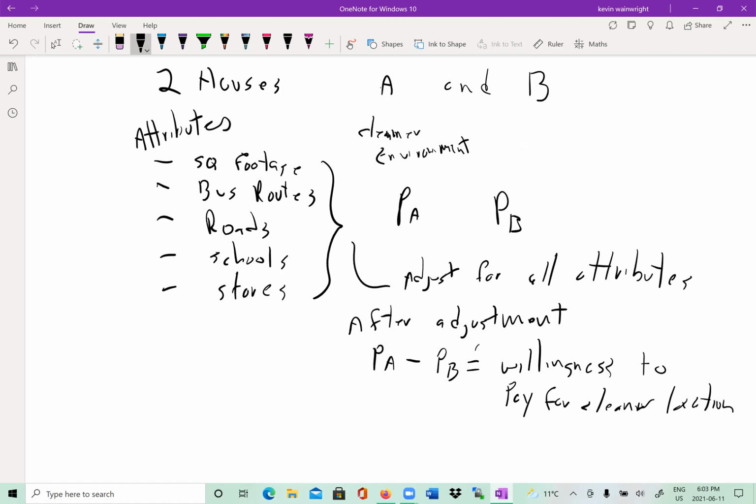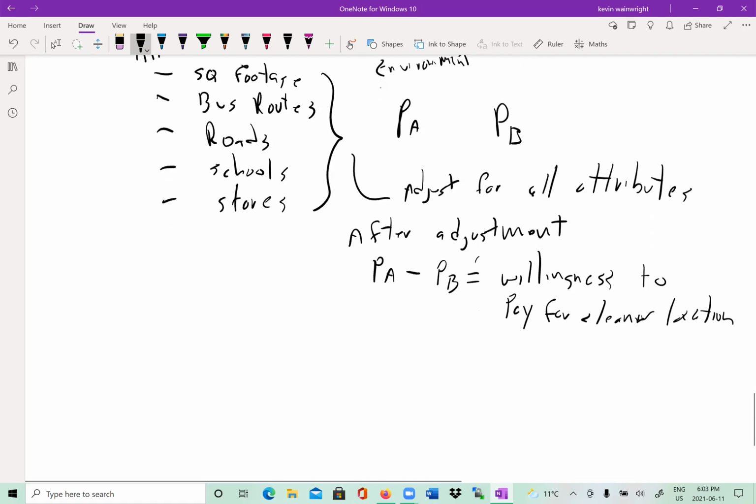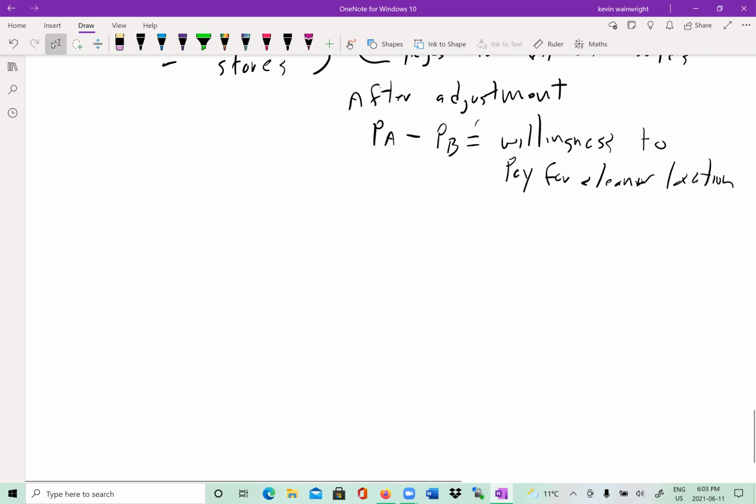Okay, so we know these two houses have their own price. We adjust the prices to explain why they're different based on square footage. We then estimate why the two prices are different due to buses and roads and schools. And after we've adjusted for everything we can explain, then we look at what's left over. And what's left over, if we've accounted for everything but the environment, whatever's left over must be the environment.